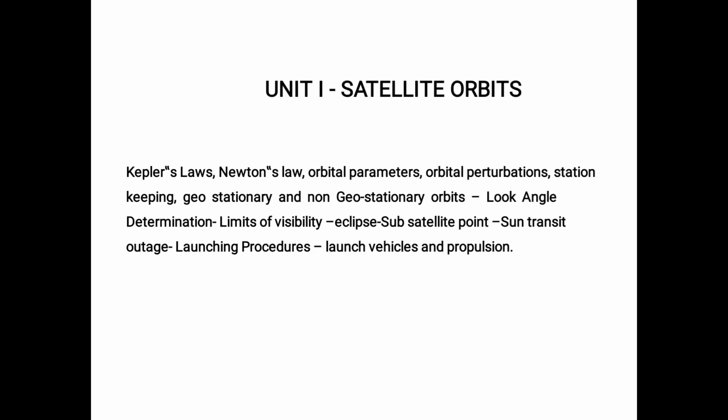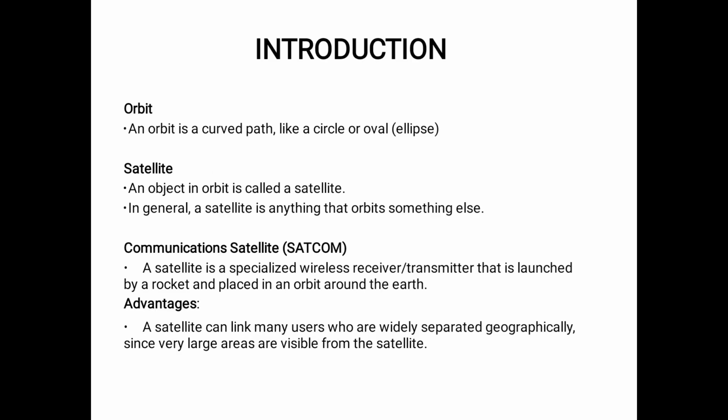Unit 1, satellite orbit, deals with Kepler's law, Newton's law, orbital parameters, orbital perturbation, station keeping, geostationary and non-geostationary orbit, look angle determination, limits of visibility, eclipse, sub-satellite point, sun transit outage, launching procedure, launch vehicle and propulsion.